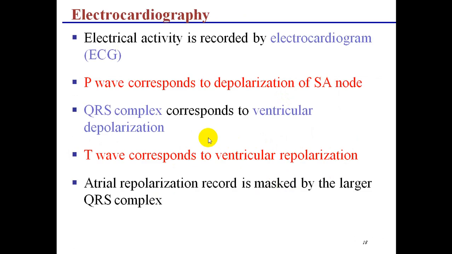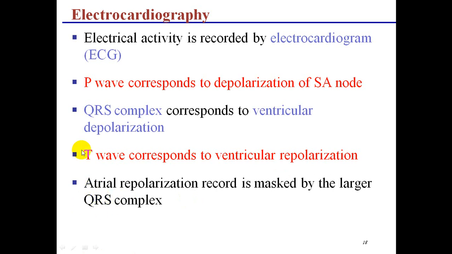So this electrical activity we will find recorded on the surface of the body by a machine called an electrocardiogram, and the paper is called electrocardiography. We have about 5 or 6 lectures on the ECG in the coming lectures. The P wave corresponds to depolarization of the SA node. QRS complex corresponds to the ventricular depolarization, not contraction. T wave corresponds to the ventricular repolarization. Atrial repolarization is masked by the larger QRS complex.